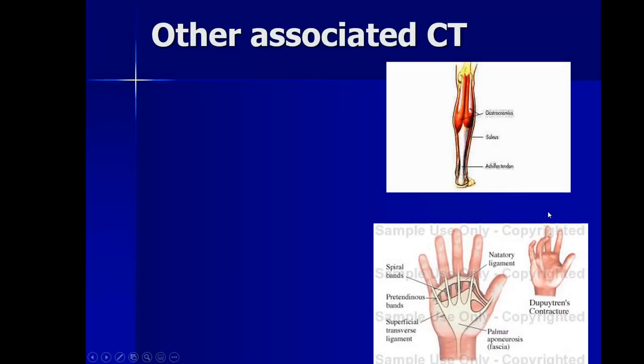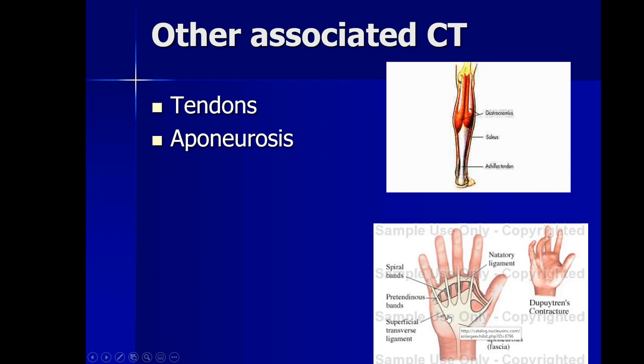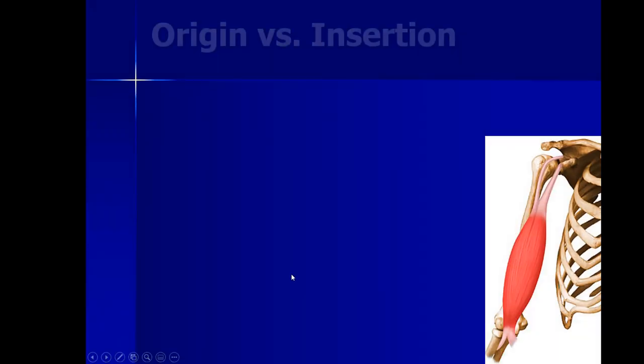Other connective tissue associated with muscle includes tendons, which connect muscle to bone. Here's a major tendon right here. This is your Achilles tendon, connecting your calf muscle to your calcaneus. Aponeuroses are just tendons that are flat. If you look in your hand right here, there's a big flat tendon called an aponeurosis.